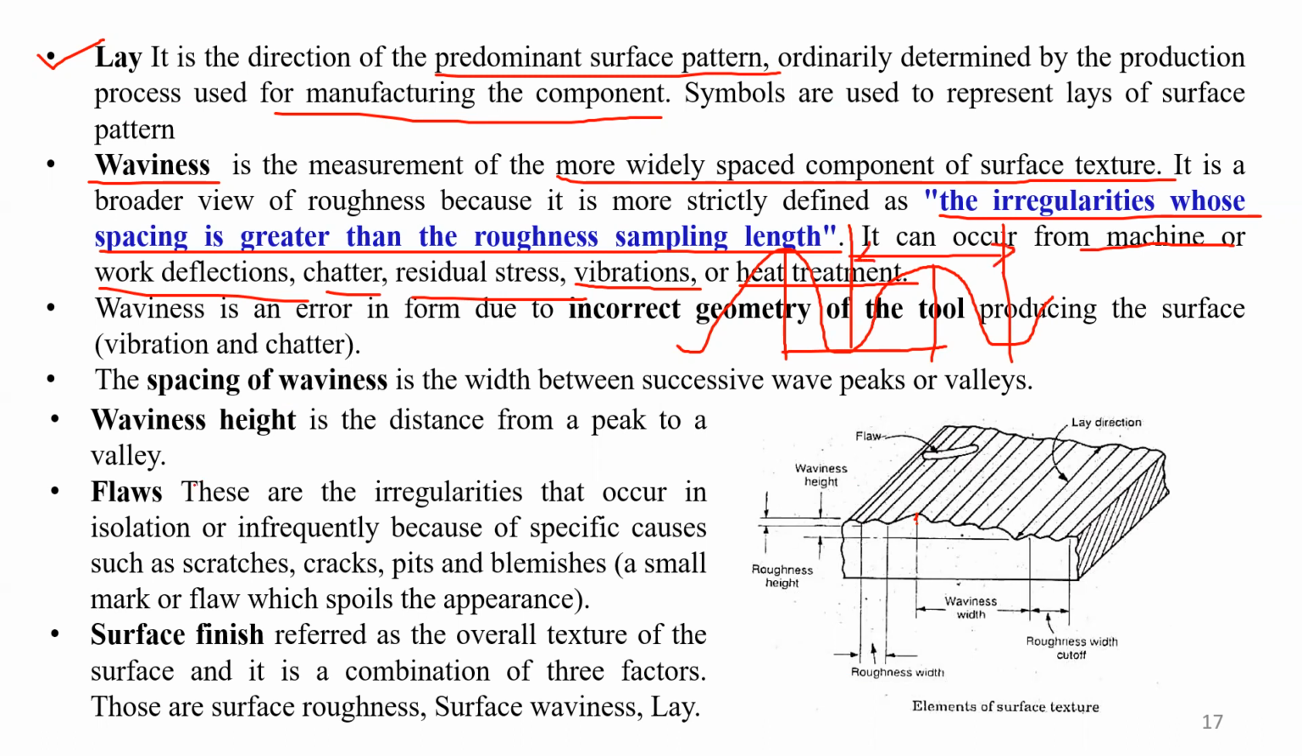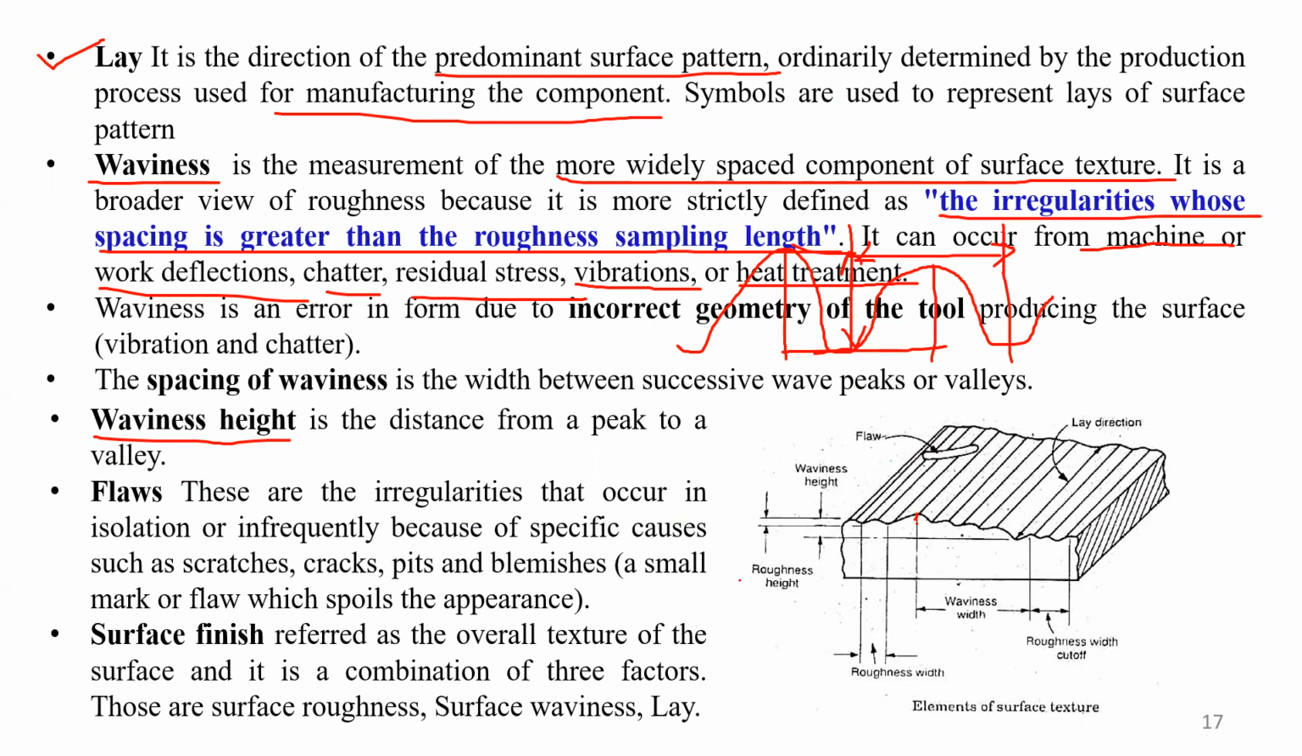This distance is called the spacing of waviness. What is waviness height? It is the distance from a peak to valley. This is the peak point and this is the valley point. So this vertical distance is called the waviness height.